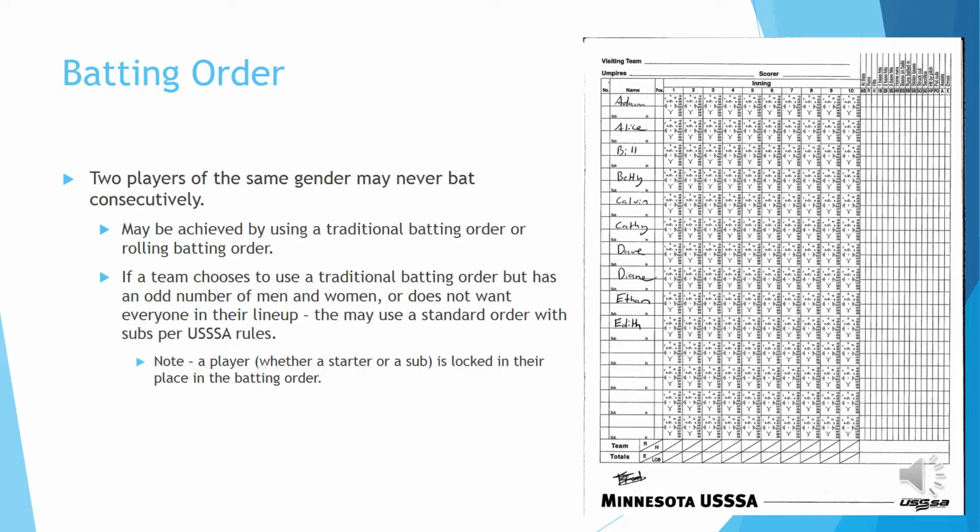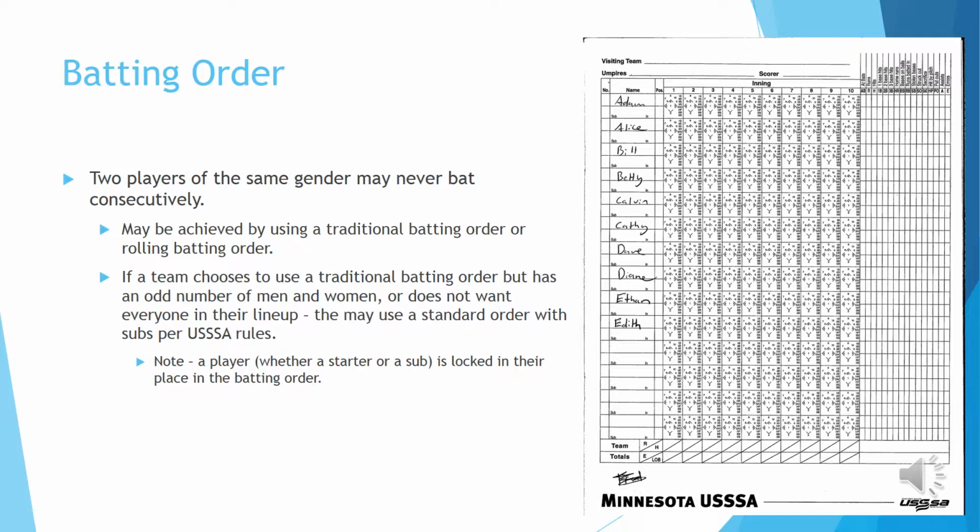Batting order. 2 players of the same gender may never bat consecutively. This may be achieved by using a traditional batting order with an even number of men and women in the lineup or a rolling batting order. If a team chooses to use a traditional batting order but does have a different number of men and women, they may substitute a player by using the traditional USSSA substitute rule.